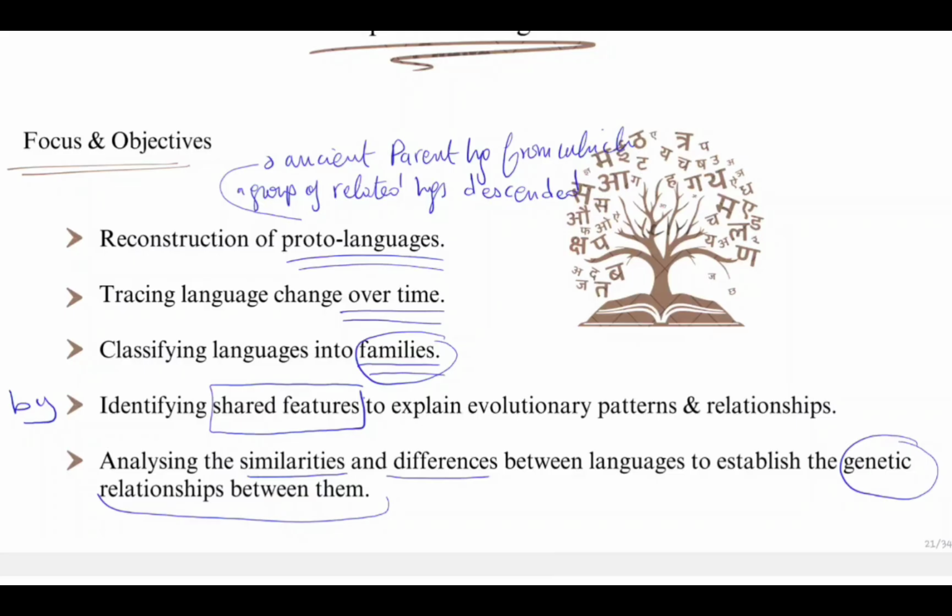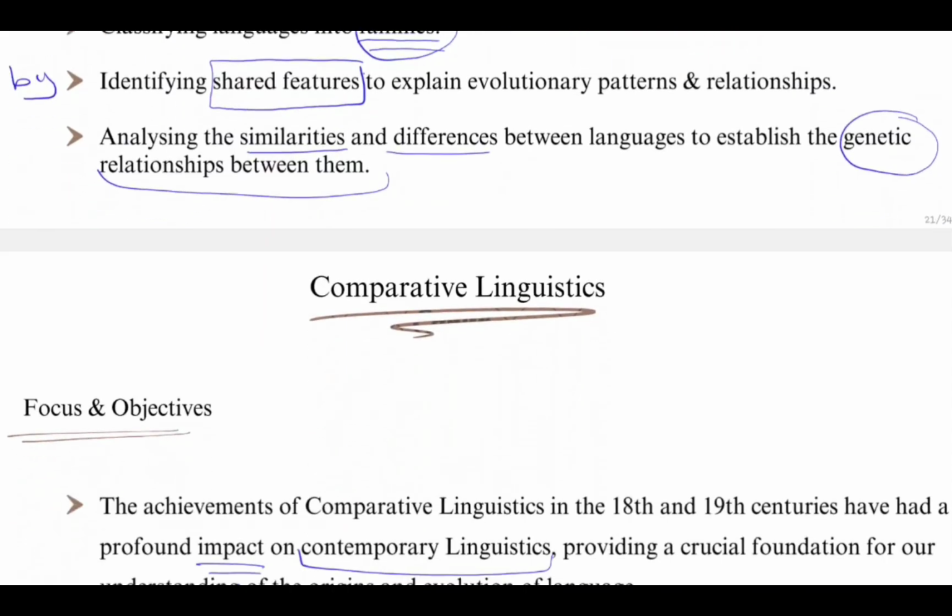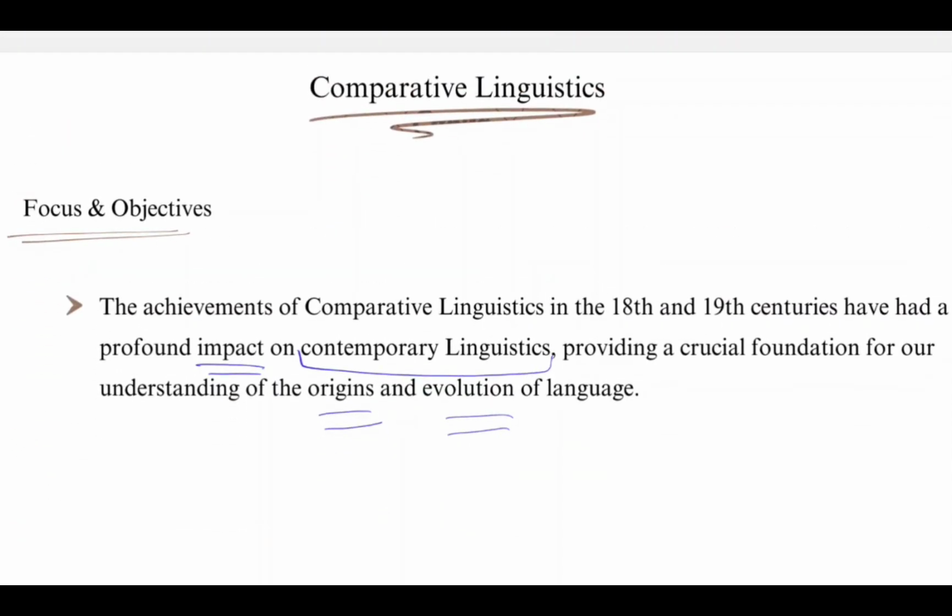So, obviously, analyzing the similarities and differences, because when we say comparing two languages, we're literally talking about what? We're literally referring to analyzing their similarities and differences to establish the genetic relationships between them. The achievements of comparative linguistics in the 18th and 19th centuries have had a profound impact on contemporary linguistics, providing a crucial foundation for our understanding of the first origins and second evolution of language.